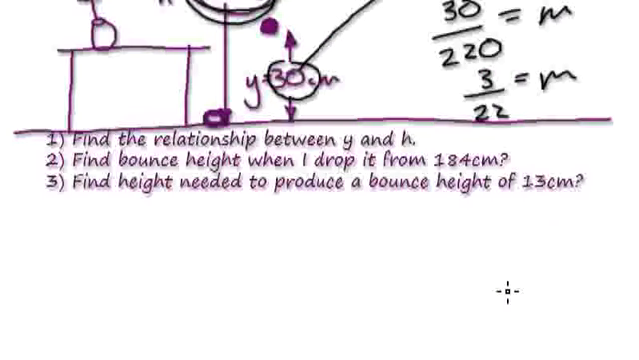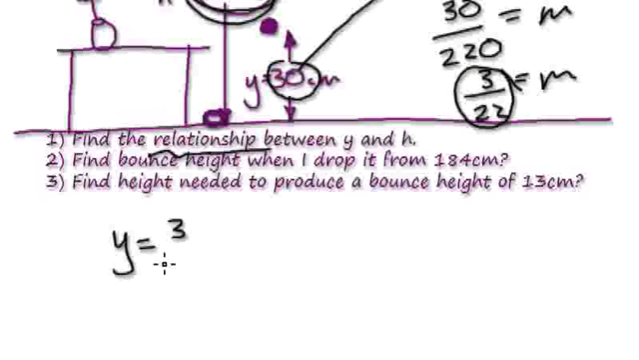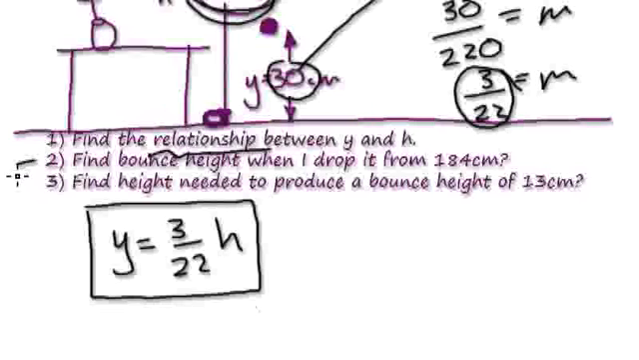So now you've got your relationship here. Find the relationship between y and h. So y here equals, remember, we've got our formula. We've got our gradient here, 3 over 22 h. Okay, so this is our relationship here. So now we've got this, we can easily answer question 2 and 3 as well.